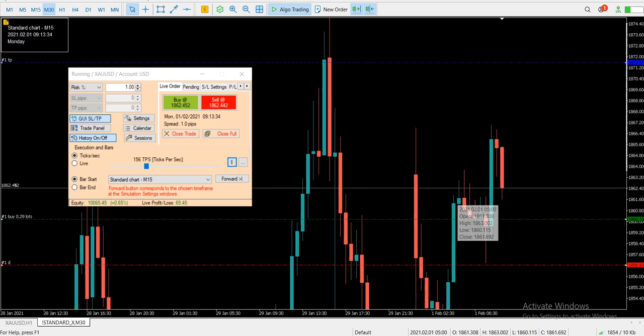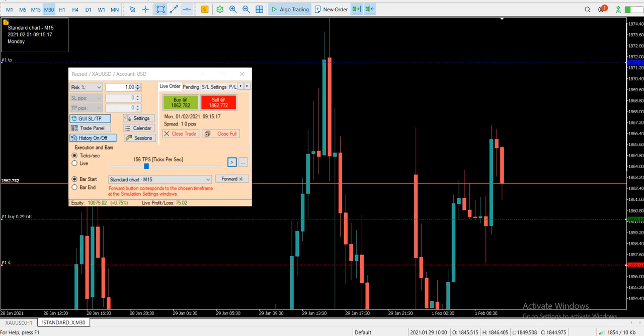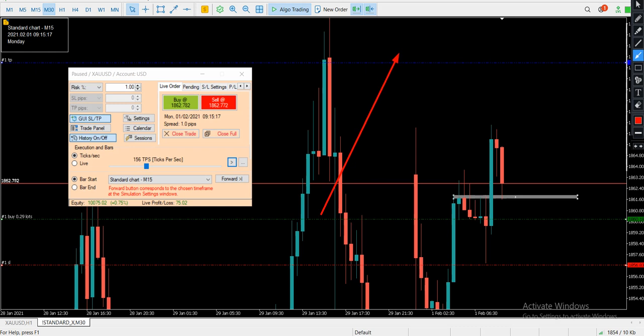Okay, price, this is how the market moves. Price broke this resistance. Now it is coming down to maybe retest this resistance, and now it will go up from this point. Forex market doesn't move like this. It doesn't move like this. No, it moves like this.